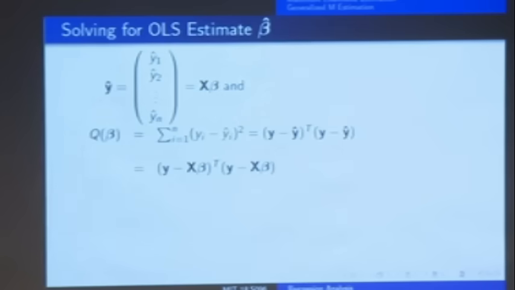So we can now define our fitted value y hat to be equal to the matrix X times beta hat, which solves the derivative of this criterion equaling 0. Now, that's in fact true, but who can tell me why that's true?